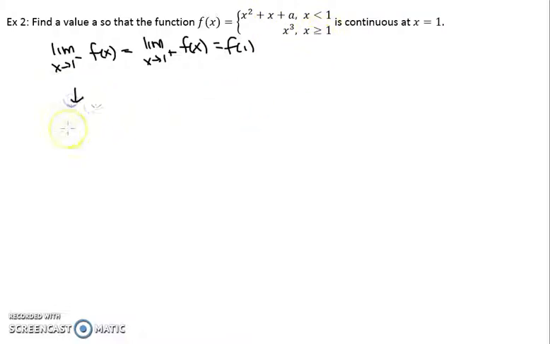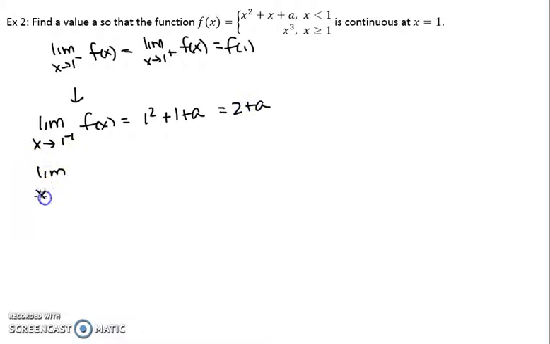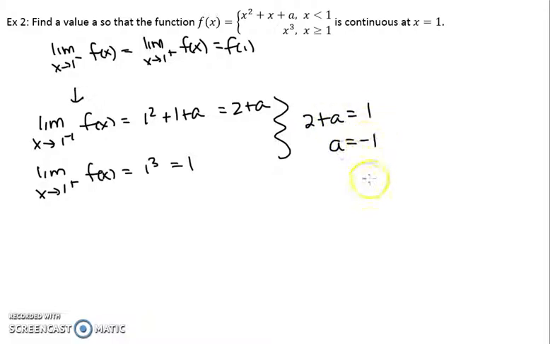So if we think about that as far as the limit goes, the limit as x approaches 1 from the left of f of x is going to be equal to 1 squared plus 1 plus a, which is 2 plus a. The limit from the right at 1 is 1 to the third, which is 1. So we know if the limit's going to exist, 2 plus a has to equal 1, or a has to equal negative 1. And to make sure that we're continuous, this value of a makes the limit exist.